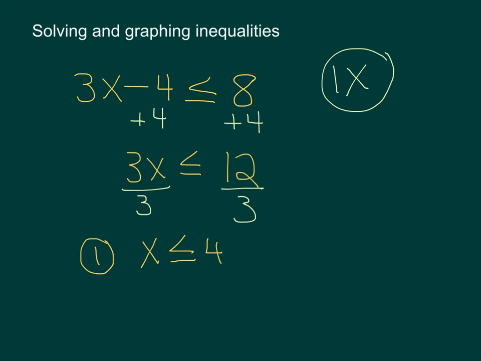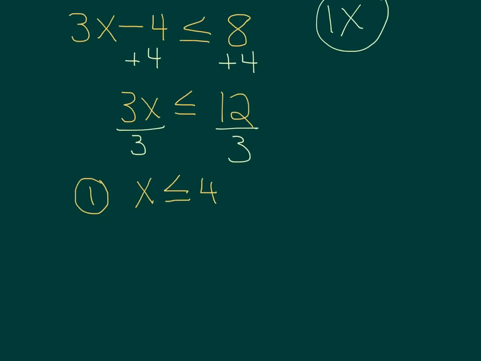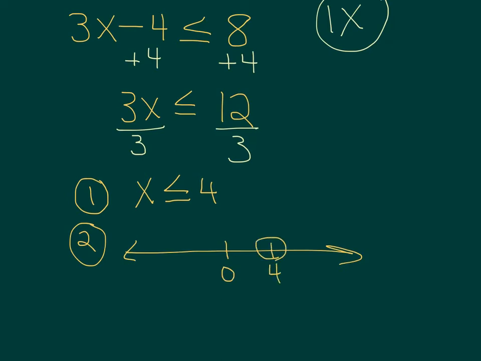The next way I'm going to represent my answer is on a number line. I'm going to have 0, 4, and since x is less than or equal to 4, I'm going to shade in my circle since 4 is a solution. Less than means go to the left, and I'm going to shade in all the possible values x can be.